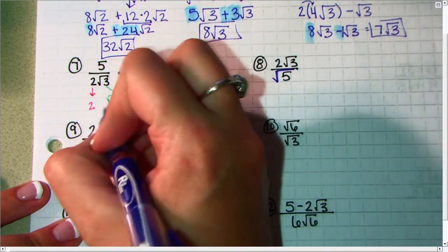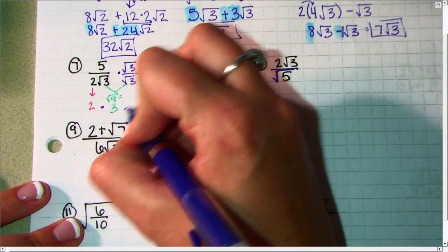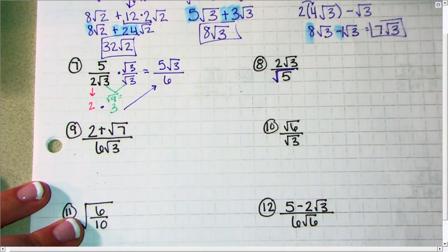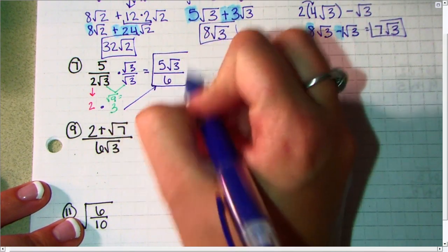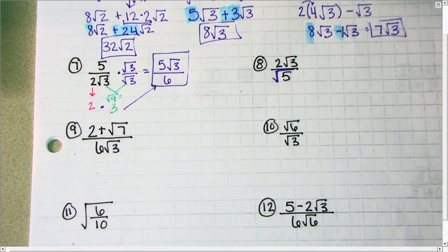Now we're going to multiply them because we're multiplying them up here. So 2 times 3 is 6, which is the value that goes on the bottom. We can't simplify this fraction right here, so we know that we're good. All right, trying the next problem.